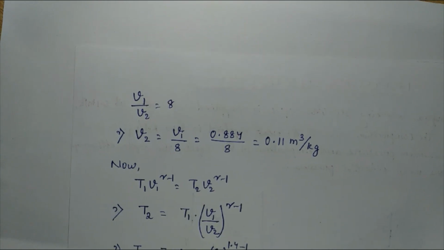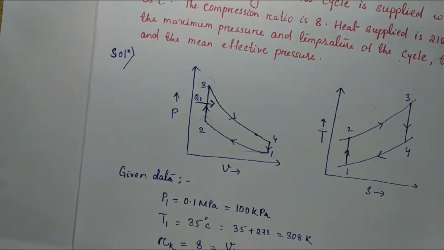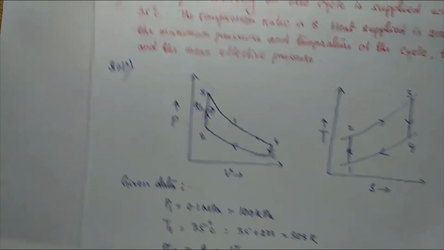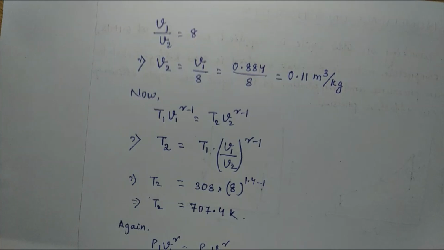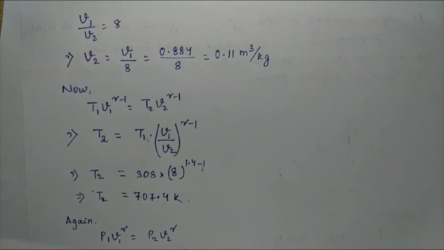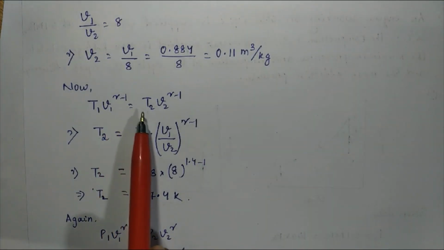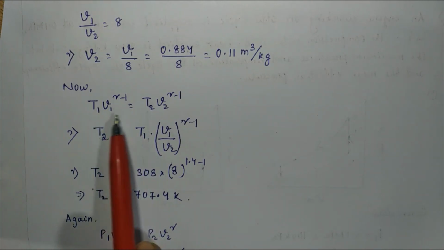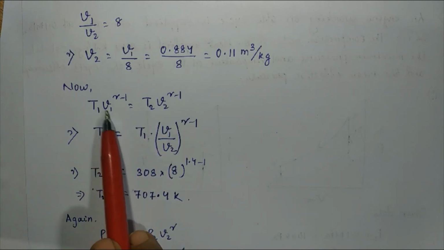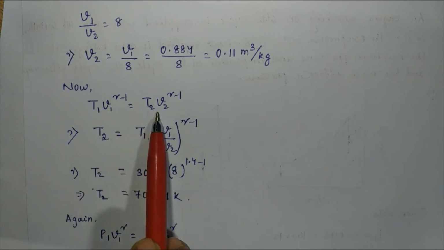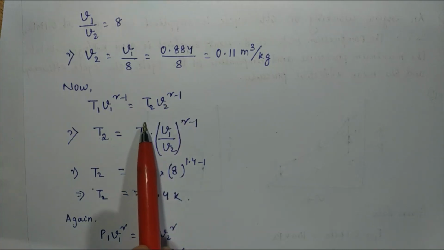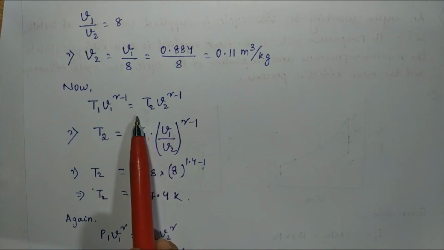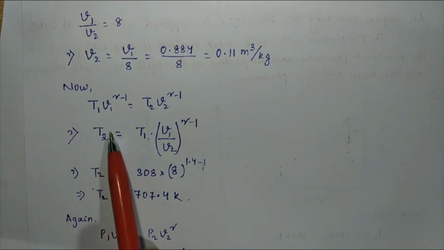Next we consider the relation for the adiabatic process. This 1 to 2 is the adiabatic process, so we use the relation that T V to the power gamma minus 1 equals constant. That relation for the process 1 to 2 is T1 V1 to the power gamma minus 1 equals T2 V2 to the power gamma minus 1. We have the value of T1, and we calculated the values of V1 and V2. By substituting all the values, we get the value of T2, right?